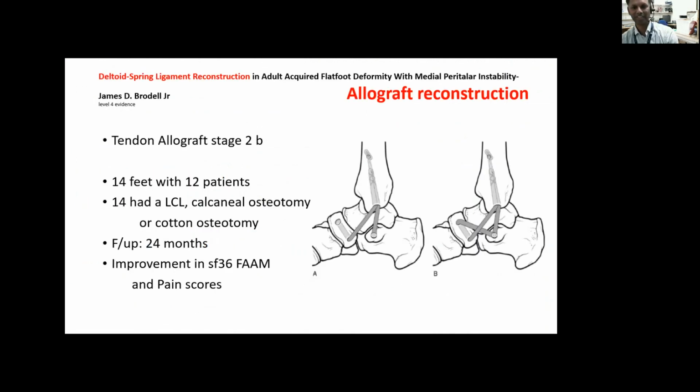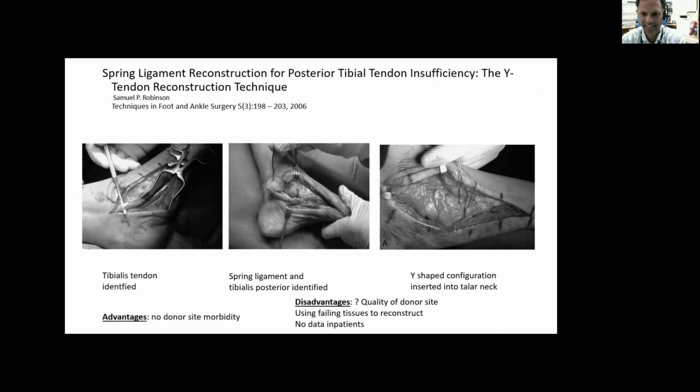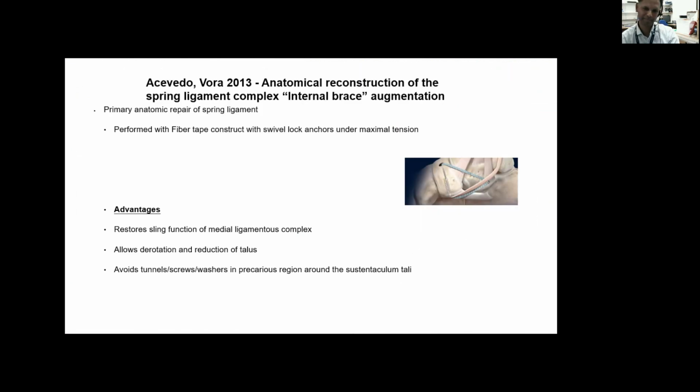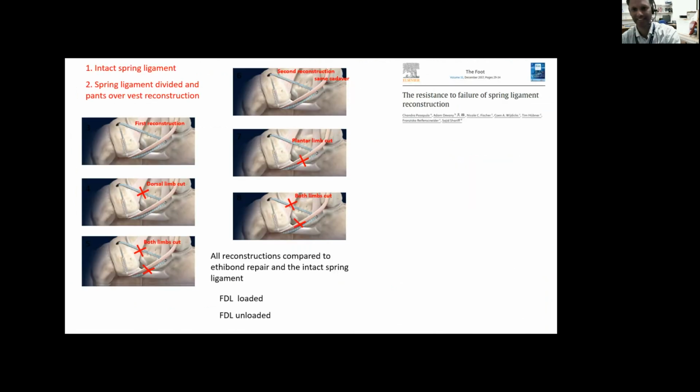And if you look at the allografts, there's multiple options out there. You can use tendon allografts, and this is one by Brodell, who reconstructed spring and delta spring. And this is one by Robinson, where they used the stump of tib post to reconstruct that spring ligament. But really, people have moved on to synthetics, and the advantage of this is it restores sling function, allows that derotation and that reduction of that talus, and it avoids talus tunnels, screws, and washers, and precarious placements of these.